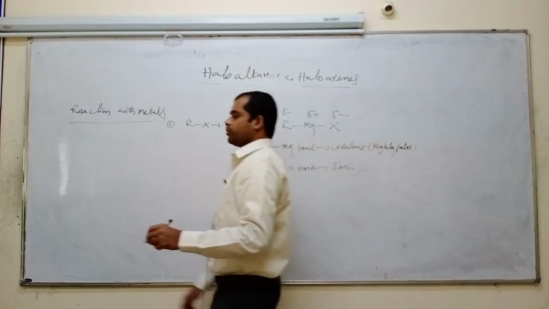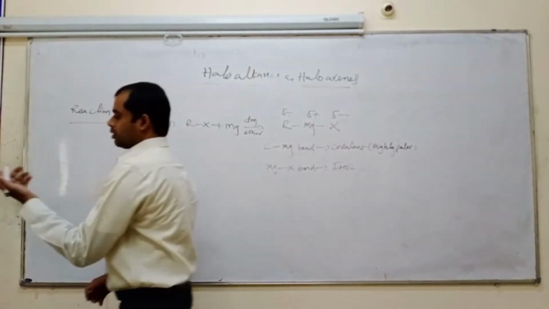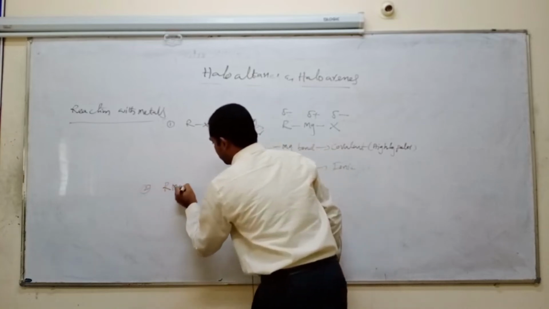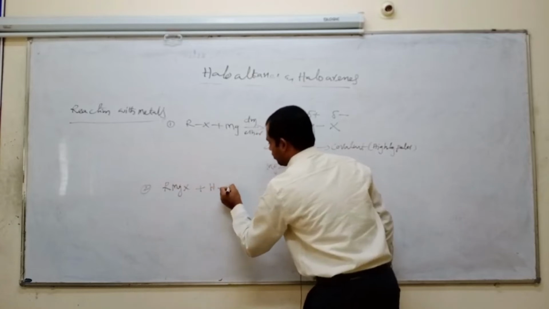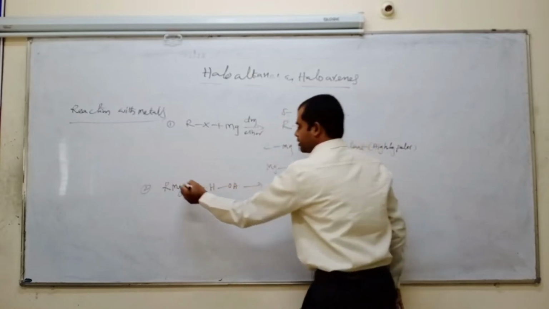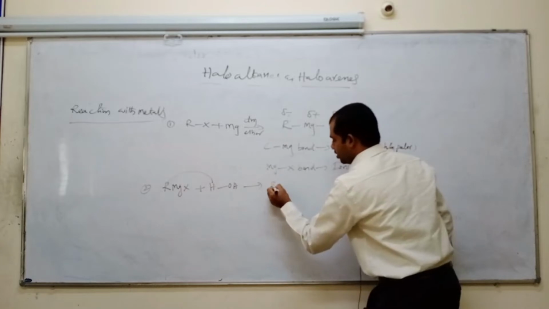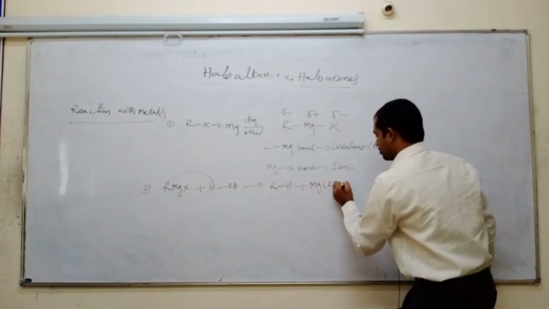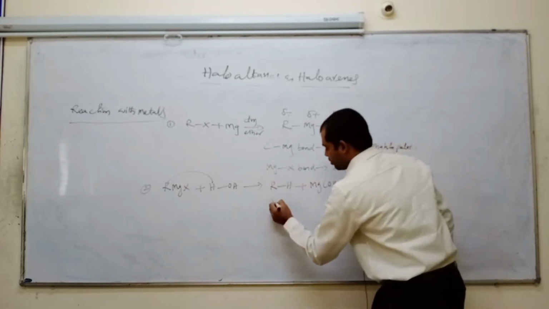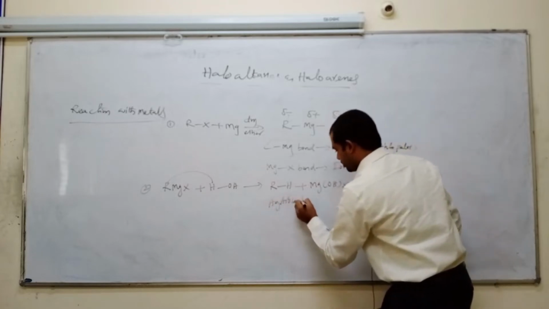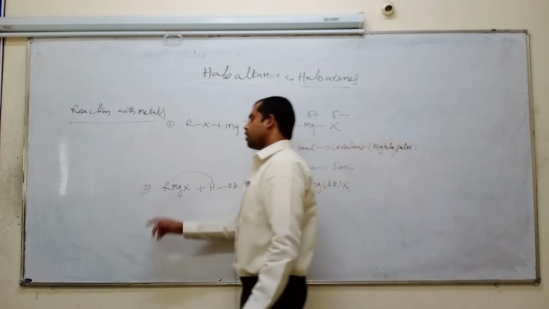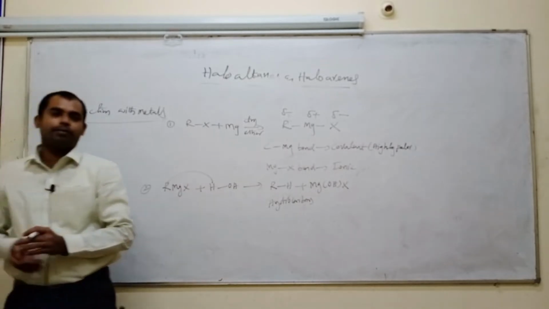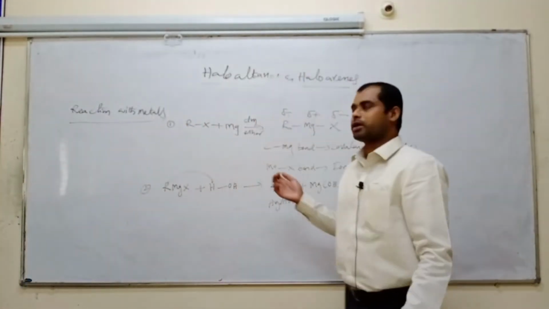Let us see how a Grignard reagent reacts with water. Suppose the Grignard reagent RMgX reacts with water, what can we obtain? We can obtain RH, an alkane hydrocarbon, plus Mg(OH)X with the halogen. Here R means alkyl, H for hydrocarbon, so hydrocarbons can be obtained.